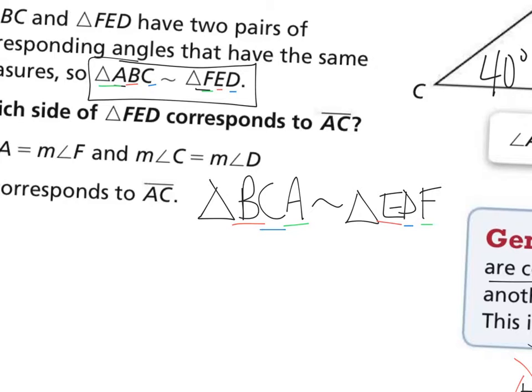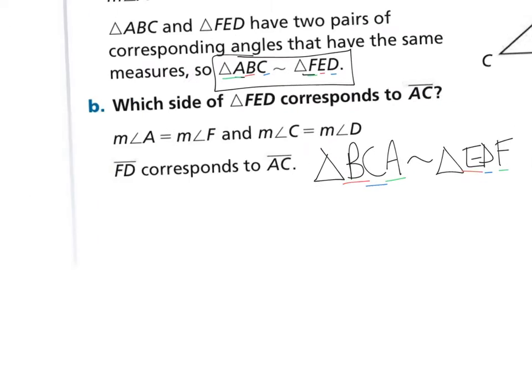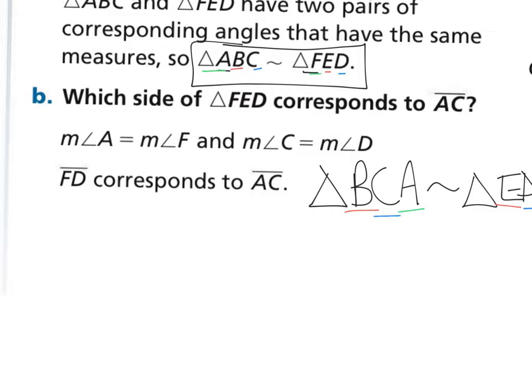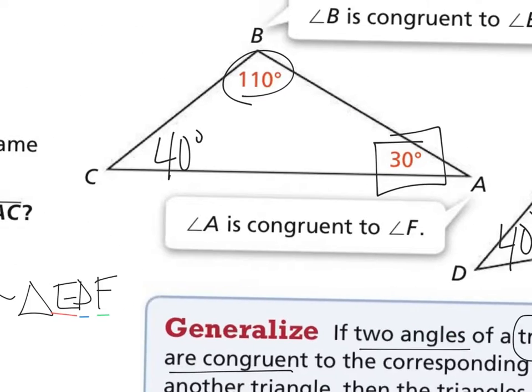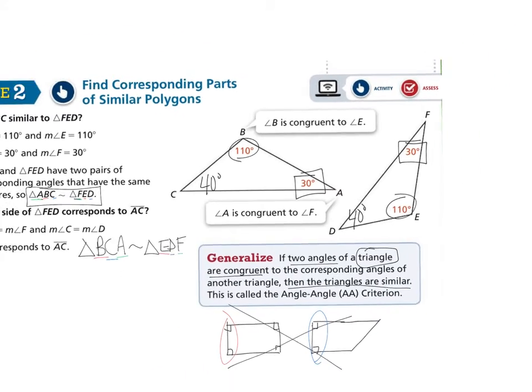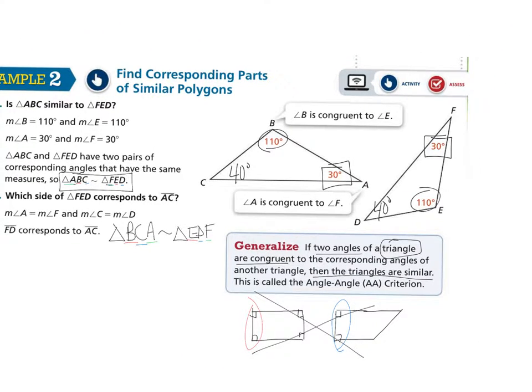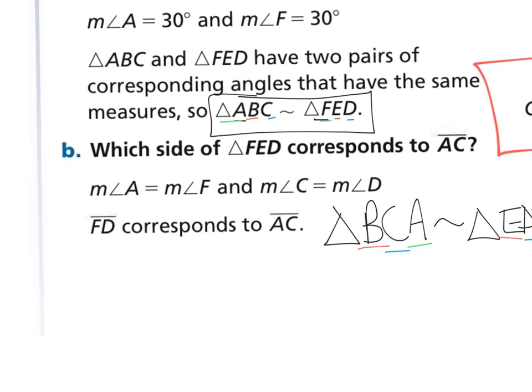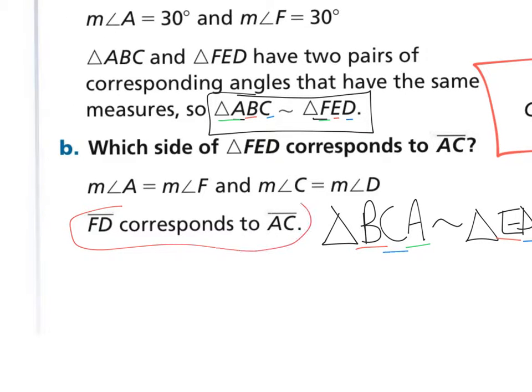Okay, so let's look at the other question they have here. Which side of triangle FED corresponds to segment AC? So for AC, there's two ways we can do this. One way is to look back at our picture. If you look at AC, we've got a 30-degree angle and a 40-degree angle. So if you look at the other triangle, you can see that's going to match up with FD. So there it is, FD corresponds or matches up with AC.